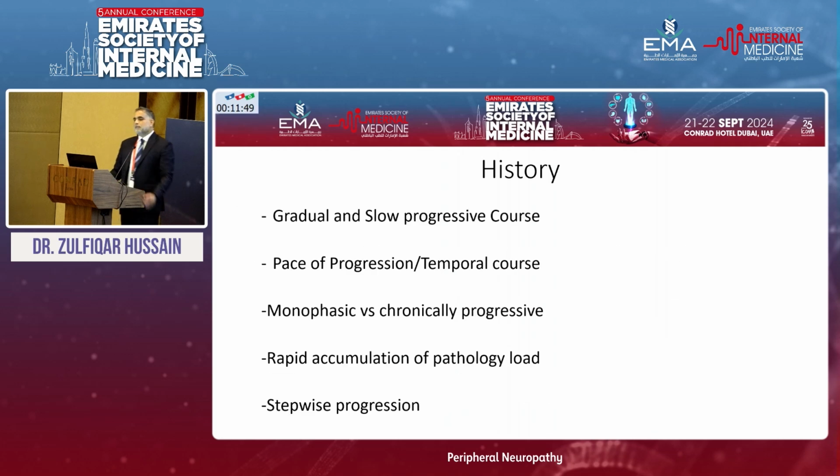What other history points can help? A gradual onset and slow progression, where the pace of progression takes not weeks, it's months and years, and even decades. Monophasic illness versus chronic progressive is not a typical feature for neuropathy. Rapid accumulation of pathology suggests either a central etiology or the spinal cord. And stepwise progression suggests an underlying mononeuropathy, compressive or other etiology.